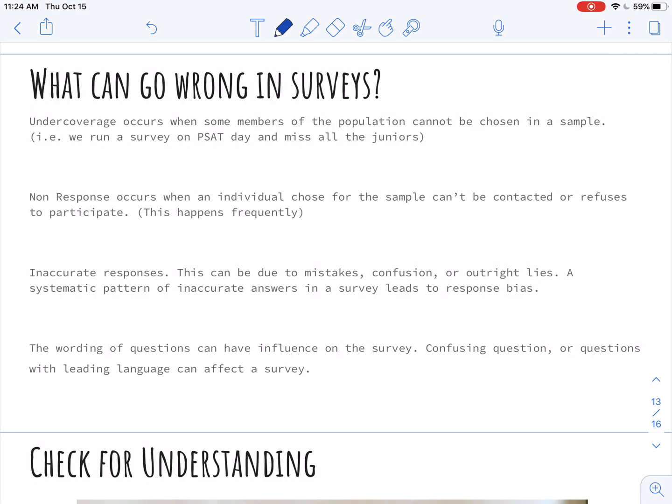Inaccurate responses. So sometimes people fill out a survey and they write things wrong. That could be because there was confusion about the question. They might not have been able to understand what the question was asking. They might have made a mistake, so maybe it's a multiple choice, they meant to bubble in C, but they actually bubbled in B. And then sometimes it's outright lying.